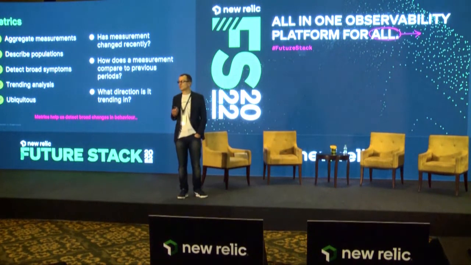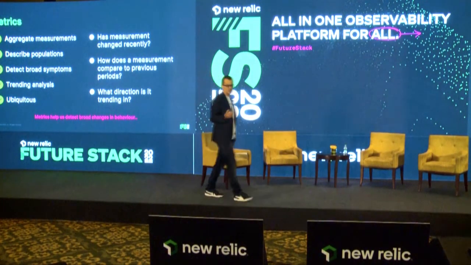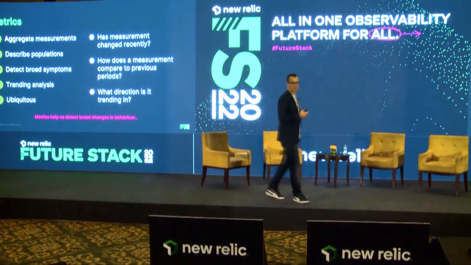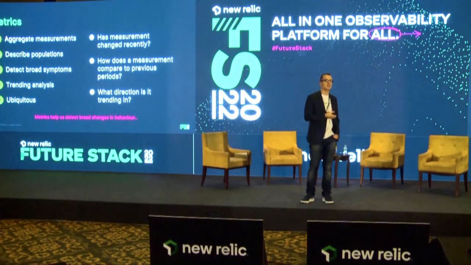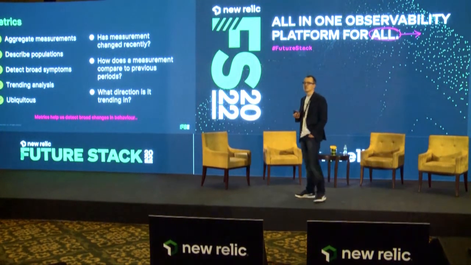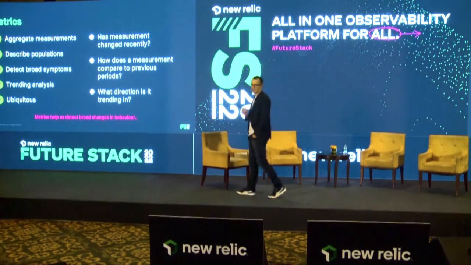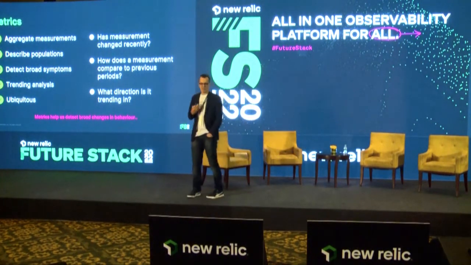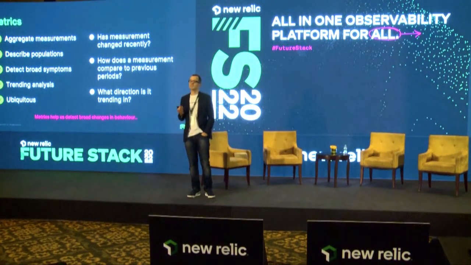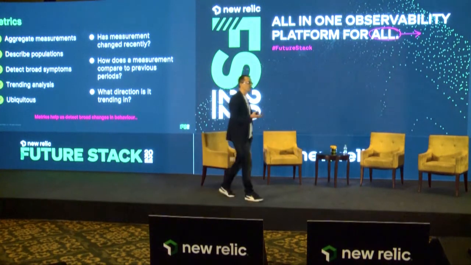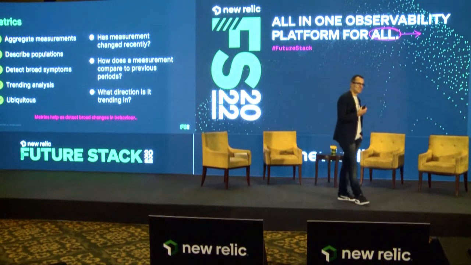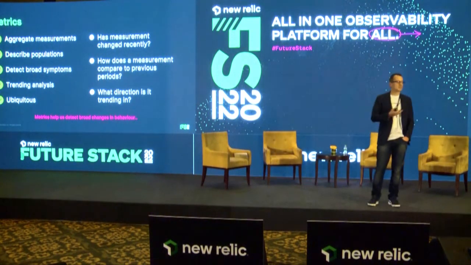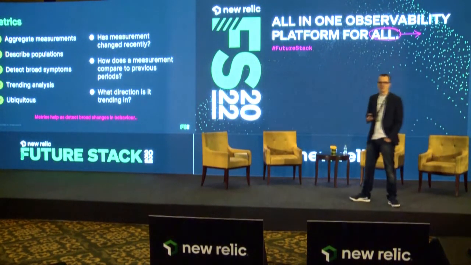Now, the questions we usually ask with metrics are things like this. Has a measurement changed recently? So really what we're looking for is deviations in that particular measurement. We're looking for changes, change points. We can also ask, how does a measurement compare to a previous period? So how did this measurement compare to yesterday, the last week, the last month? That will help us understand whether things are normal or abnormal.